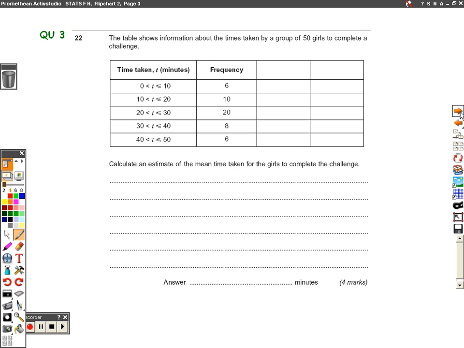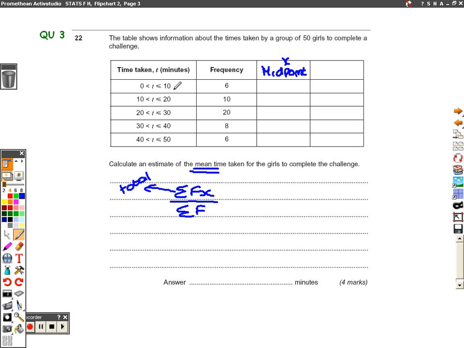Okay, question 3. A key question that you must learn how to do. Calculate an estimate of the mean. Mean, and it's from a table, so we use sigma fx divided by sigma f. Remember, sigma just means total of your fx column divided by total of your f column. The first thing we need to do, we've got a grouped class width here, so we need to find the midpoint. That will be your x column.